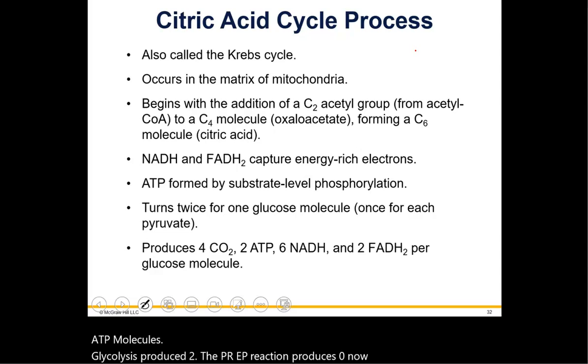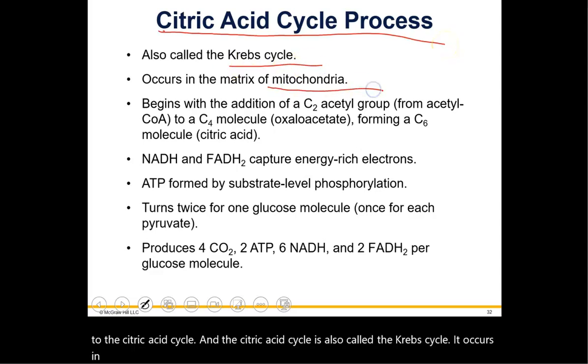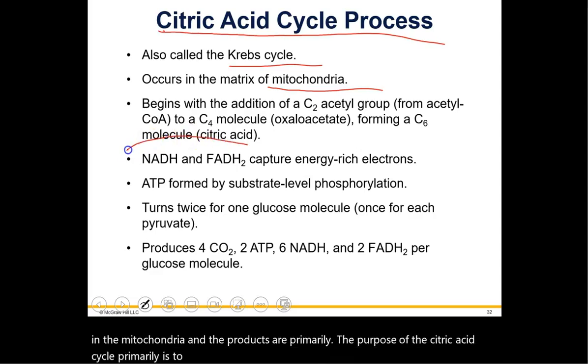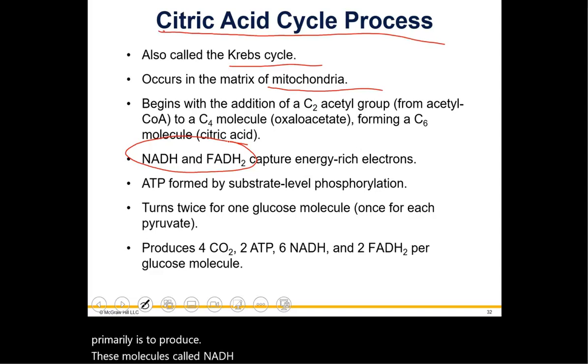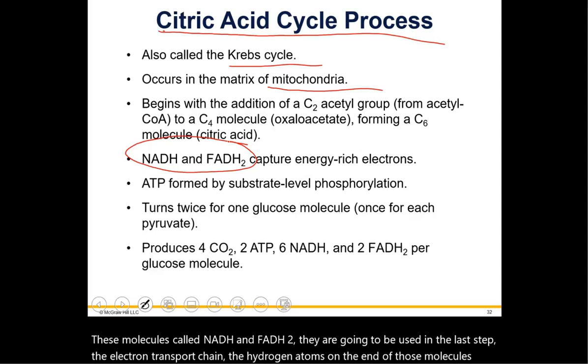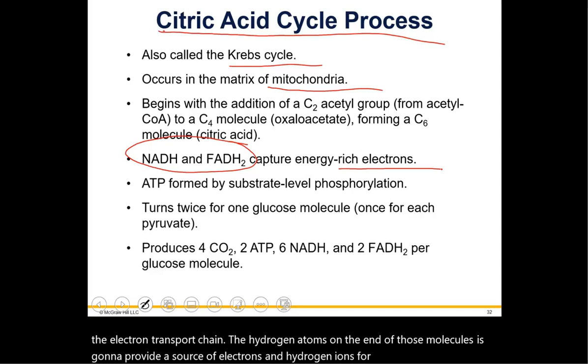Now we're going to move on to the citric acid cycle, and the citric acid cycle is also called the Krebs cycle. It occurs in the mitochondria, and the purpose of the citric acid cycle primarily is to produce these molecules called NADH and FADH2. They are going to be used in the last step, the electron transport chain. The hydrogen atoms on the end of those molecules is going to provide a source of electrons and hydrogen ions for the electron transport chain.